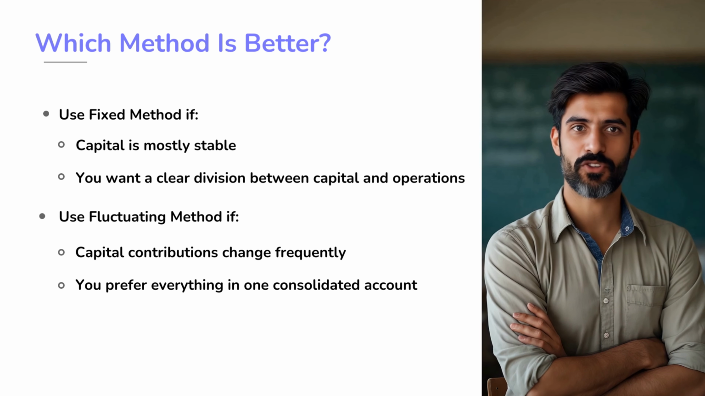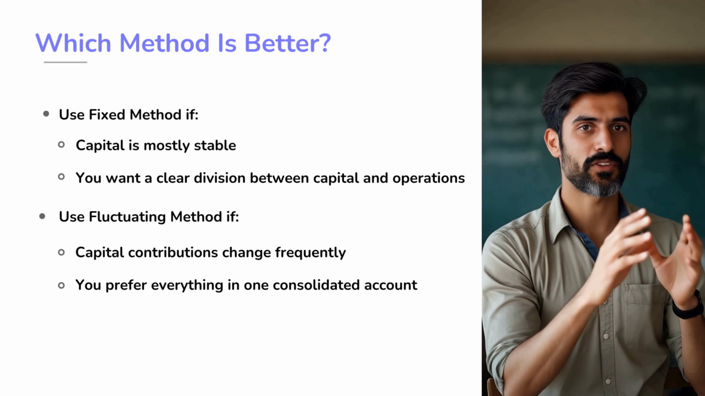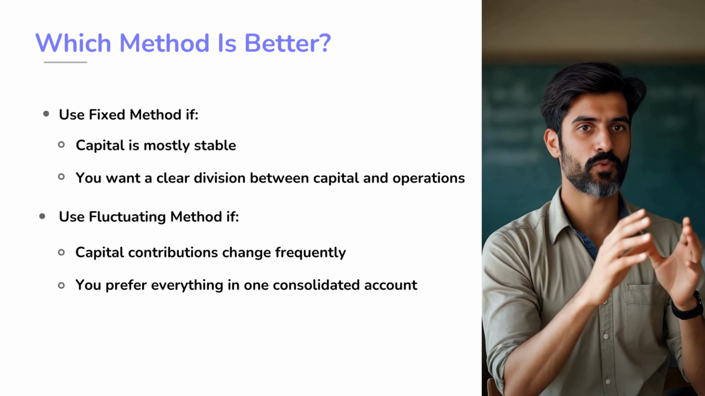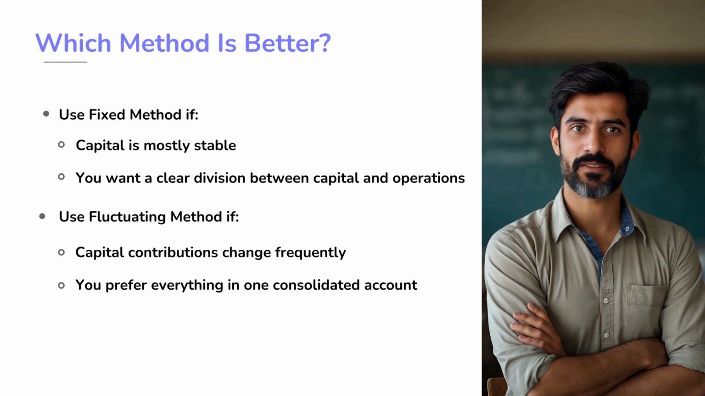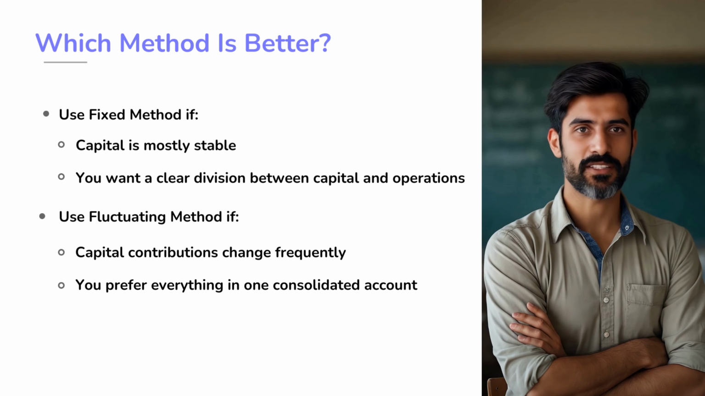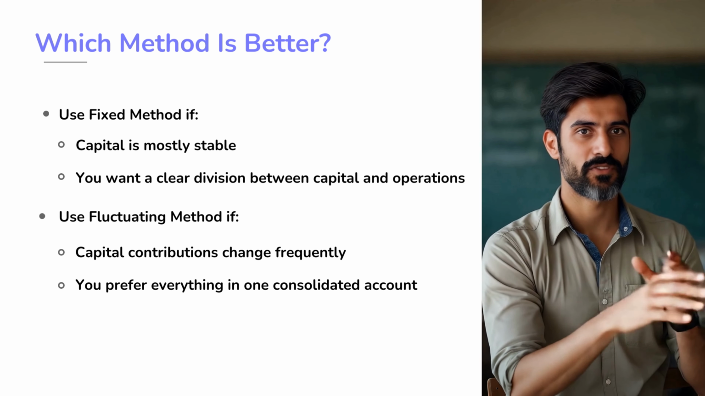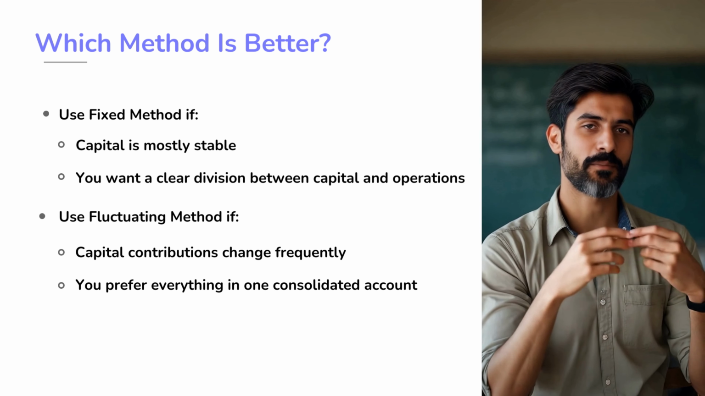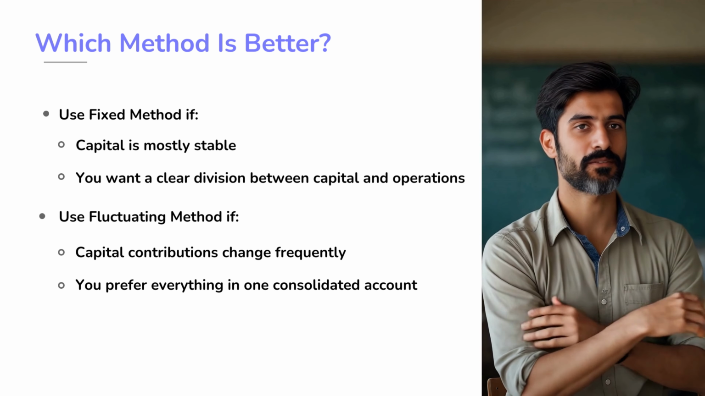So, which method should you use? Well, there's no universal winner, just what suits your partnership best. Go for the fixed capital method if capital rarely changes and you want a clear separation between long-term investment and everyday transactions. Choose the fluctuating method if partners often change their capital, or you prefer the simplicity of tracking everything in one account. And here's a quick exam tip. If the question doesn't specify, always use the fluctuating method.